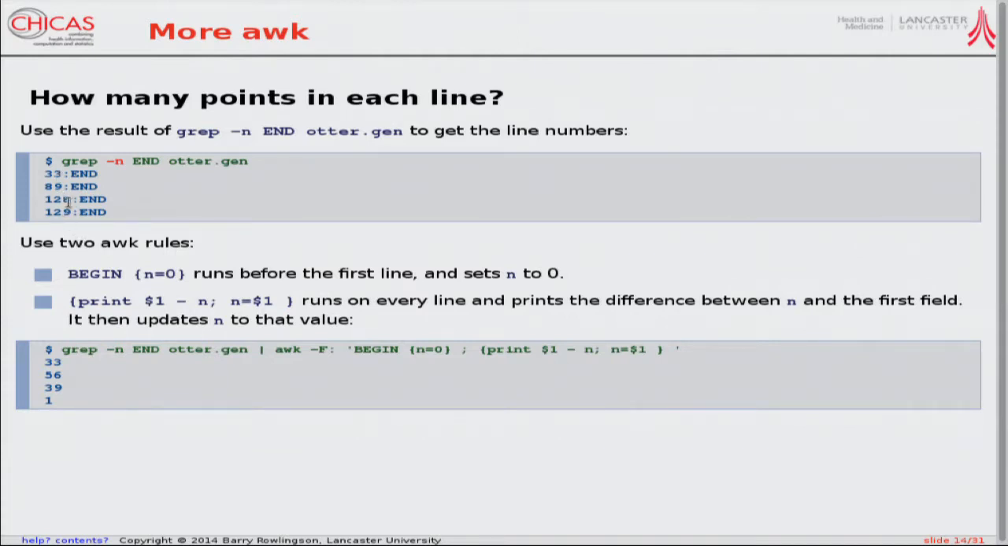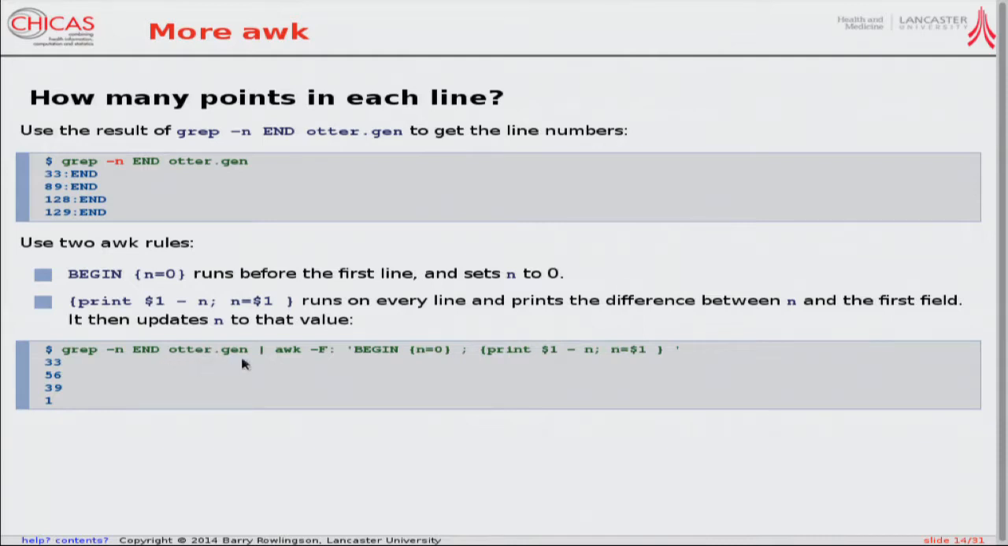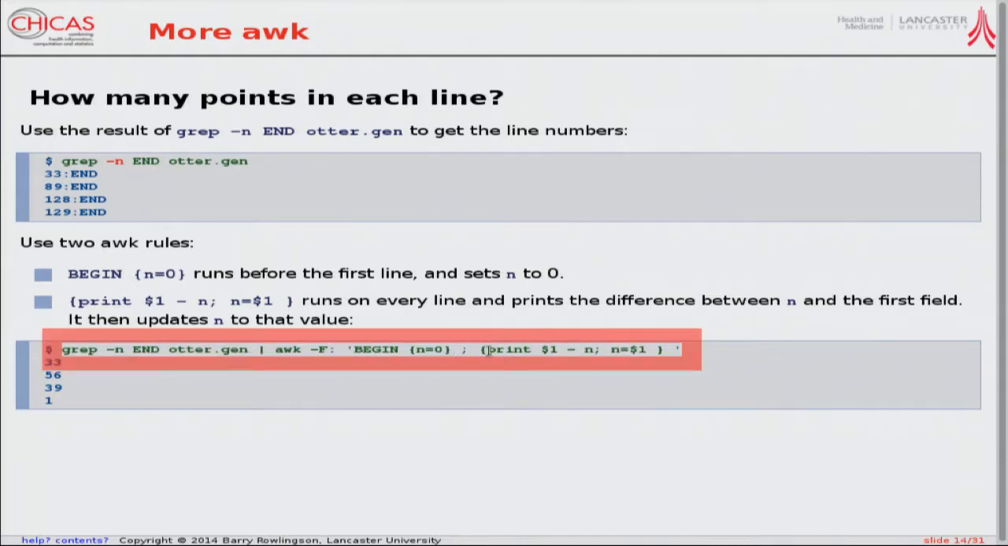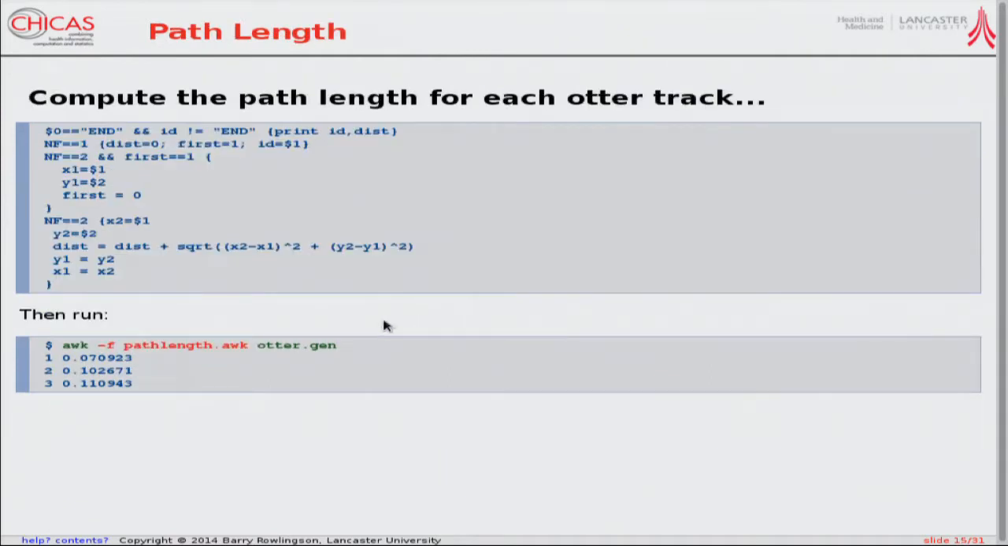This is going to be the input. So that's grep for end, otter.gen, pipe it into awk, and then we're just going to take the previous first value from the last first value and print that out. And you get something approximating the difference between initially zero from those things. So there's a bit of maths you can do in it. And you can get really complicated.